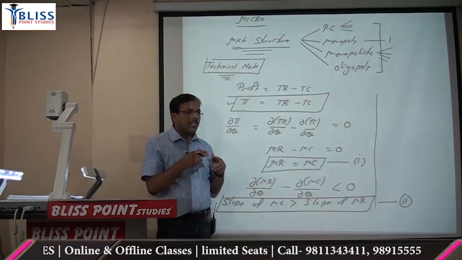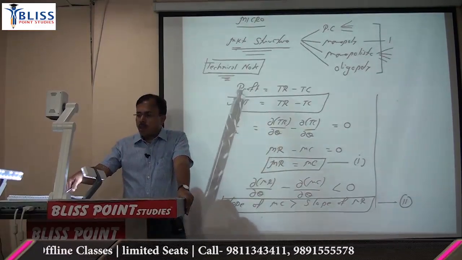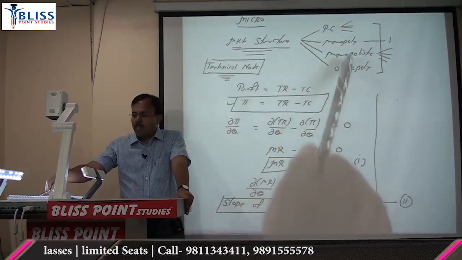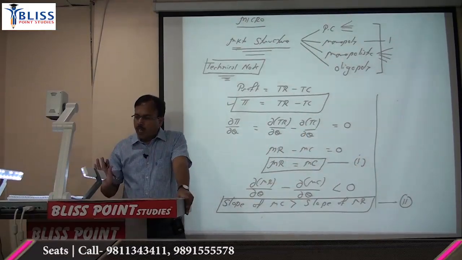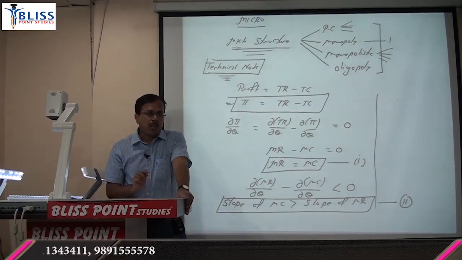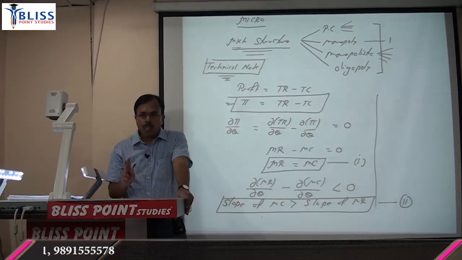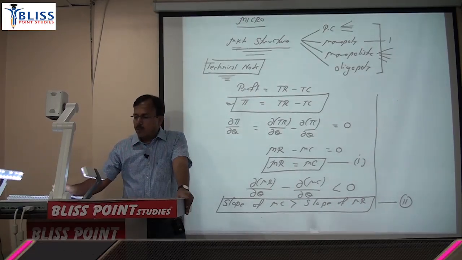So when you answer, then you are using which part? While answering the question, you will say that the profit of any firm, remember, whether it is competitive, monopoly or oligopoly, in any form of market, profit maximization requires that two conditions must be satisfied. First is MR equal to MC, and second, slope of MC should be greater than slope of MR.